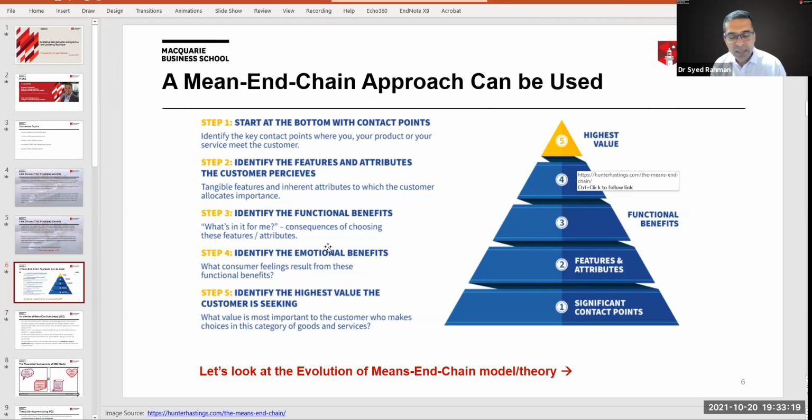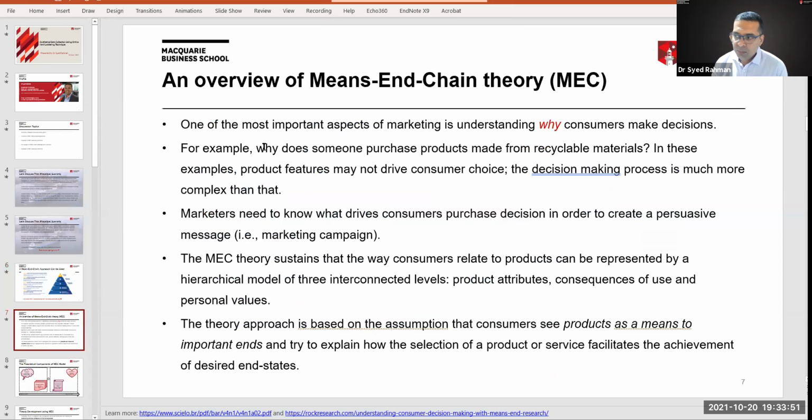Say, for example, if I want to communicate with someone that my cruise ship is safe and I know there will be families going there, I not only have to focus on the safety features that I have implemented, I probably have to put two kids in my advertisement and show them, yay, it's safe for kids. And that's how it helps us. The insight helps us put it together so that it taps onto customers' perception. So that's what this theory stands for, basically. One of the most important aspects of marketing is understanding why consumers make decisions. If we don't know that answer, then we can't go anywhere.